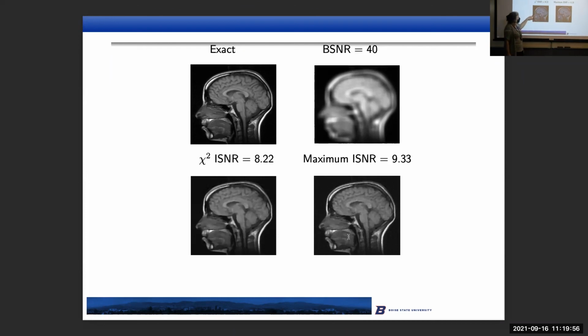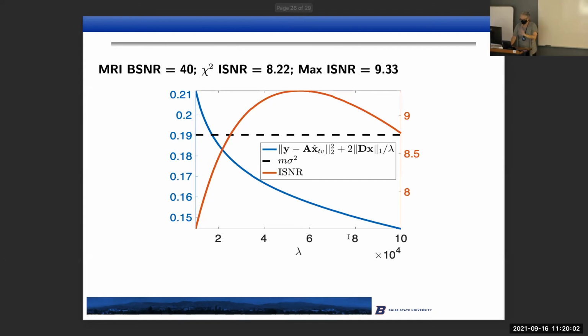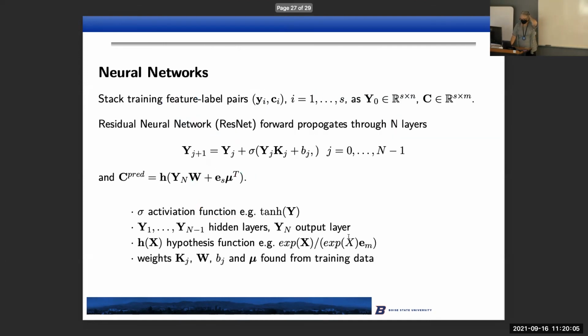And with the chi-square test, I was able to get really close in many different situations. This is, again, we're kind of running out of time. I won't worry about that.